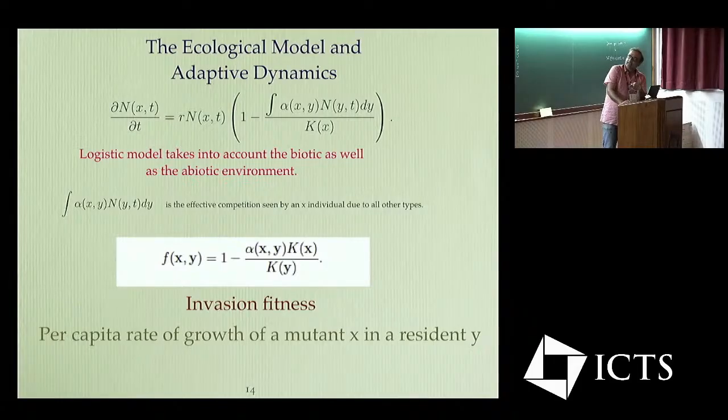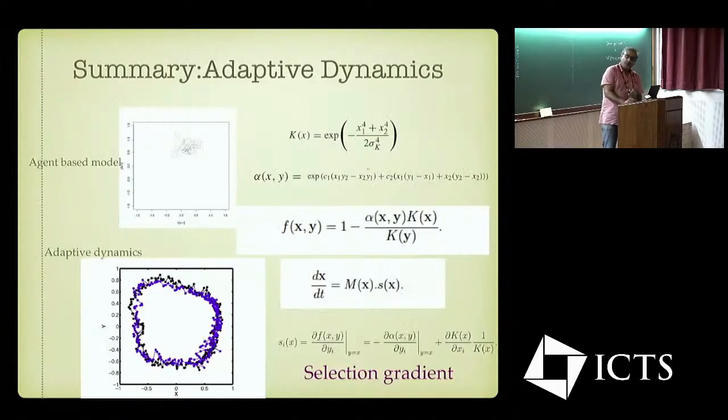One useful thing to be extracted out of this equation is something called the fitness function, or what they call the invasion fitness, which essentially is the per capita growth rate of mutant X in a resident population of Y. We saw in previous talks that this is one of the definitions of fitness: how likely are the mutants going to invade the resident population. So this is an important quantity to look at from these equations. As I said, this is an agent-based model. This is the adaptive dynamics trajectory out of that model. And to summarize, this was my fitness function.